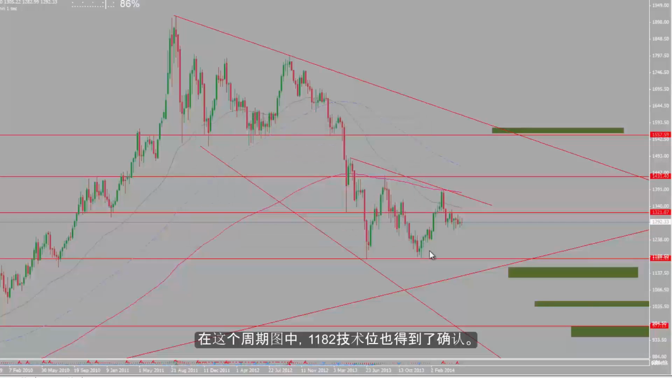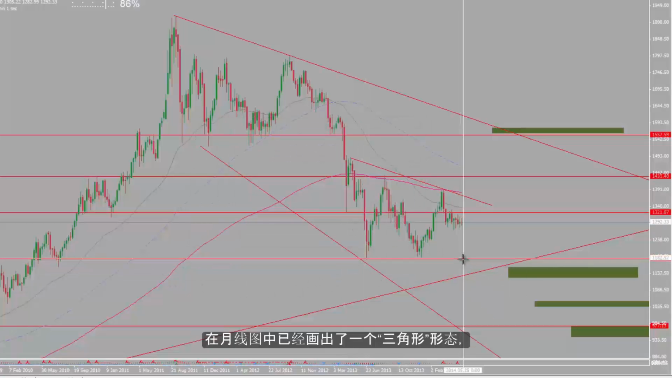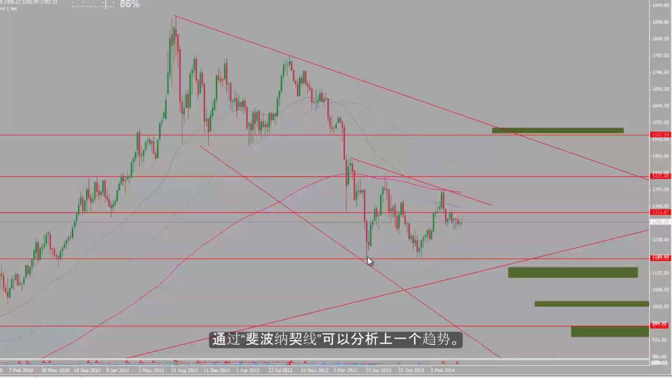The level 1182 is confirmed on this time frame too. The triangle pattern was already drawn in the monthly time frame. The last trend can be analyzed through the Fibonacci pattern.